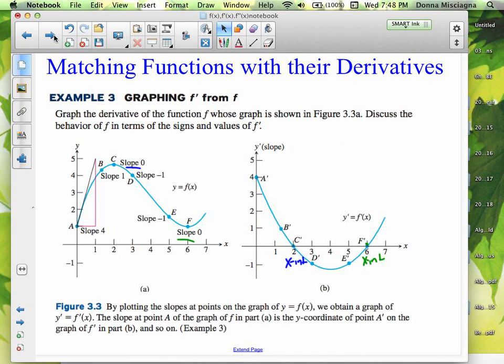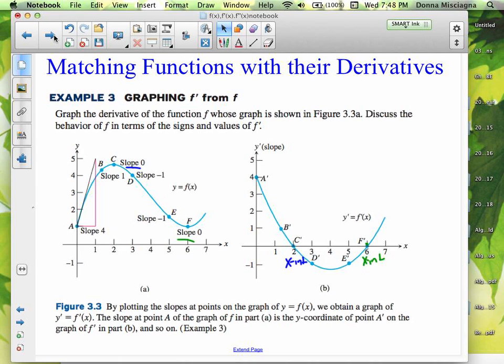So here at A we have about a slope of 4. So that means our first value is going to be at 4. So at 0 we're at 4. Right? And then we have a slope of about 1 between B and C. So then B prime is going to be at 1. And at C there we have a horizontal tangent line. So C prime is going to be at 0. And then between C and D we have a slope of -1. So D prime will be at -1.